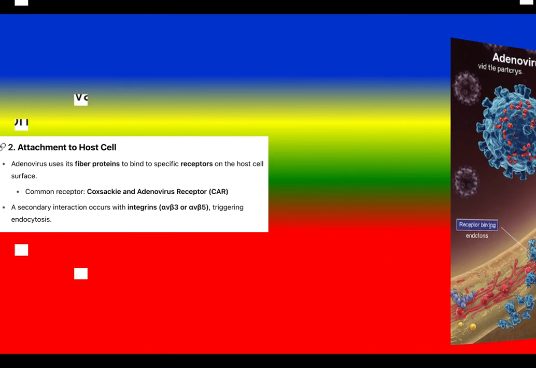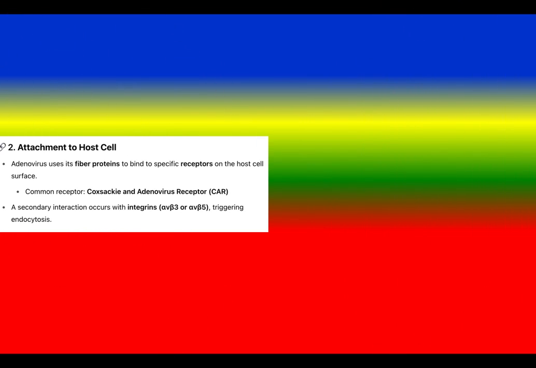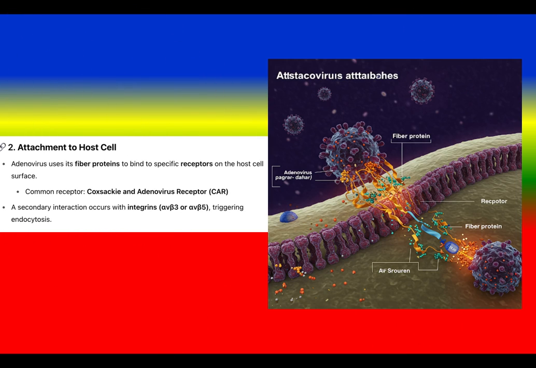2. Attachment to host cell. Adenovirus uses its fiber proteins to bind to specific receptors on the host cell surface. Common receptor: Coxsackie and adenovirus receptor. A secondary interaction occurs with integrins, αVβ3 or αVβ5, triggering endocytosis.